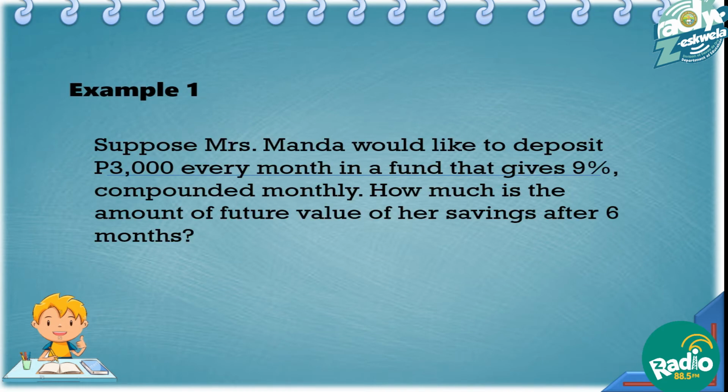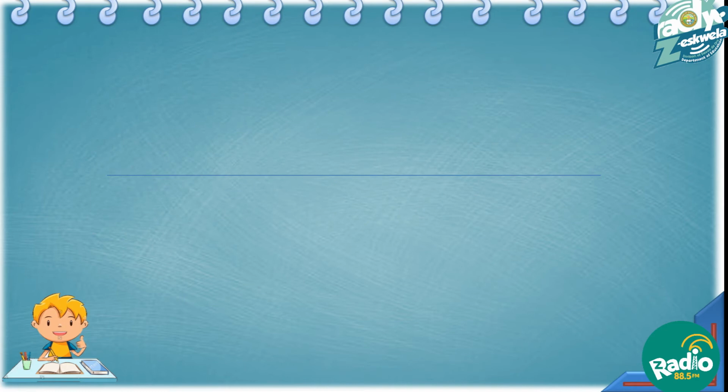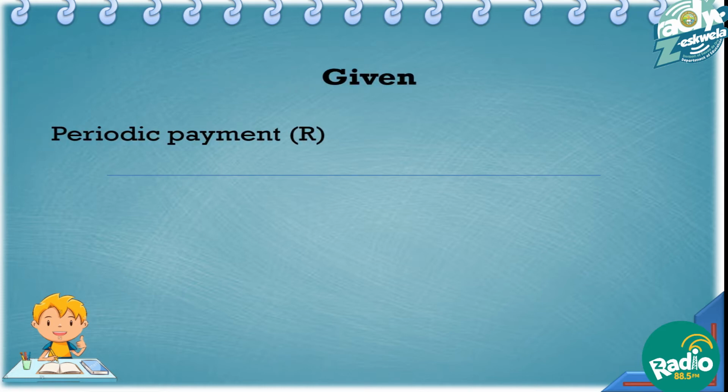Suppose Mrs. Manda would like to deposit 3,000 every month in a fund that gives 9% compounded monthly. How much is the future value of her savings after 6 months? To solve the given problem, all we need to do is take down notes of all the givens. We have the periodic payment, capital letter R, equal to 3,000. The term, represented by t, is equal to 6 months.